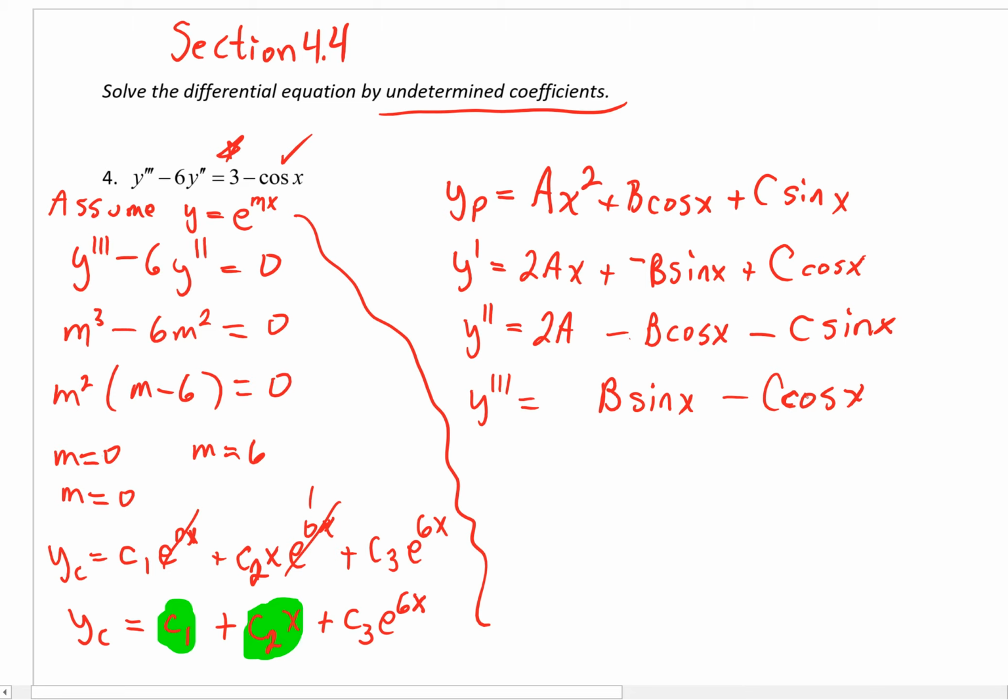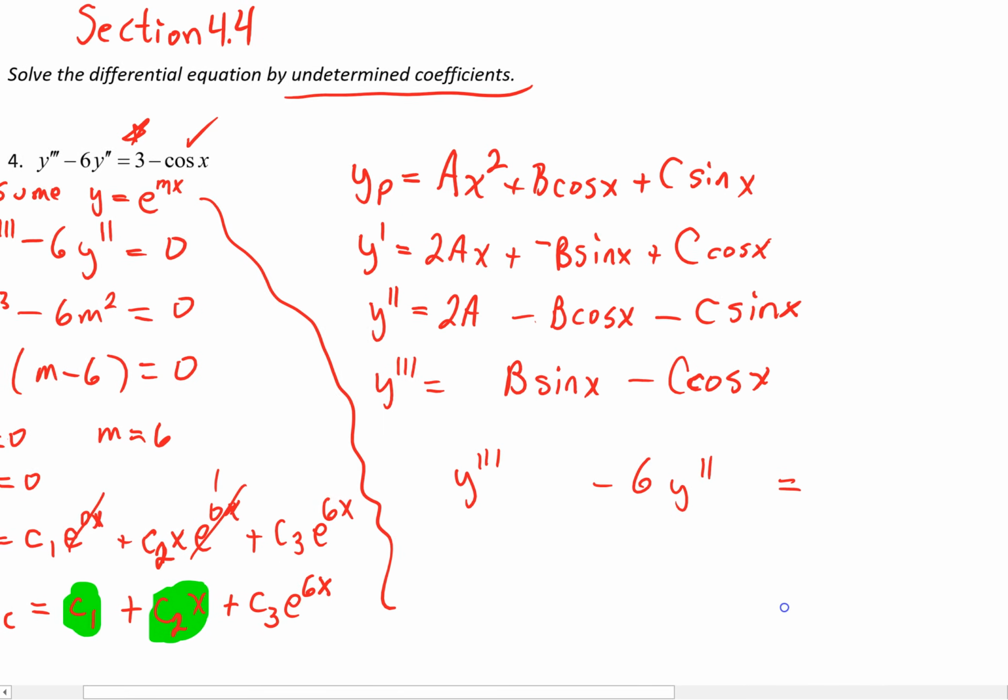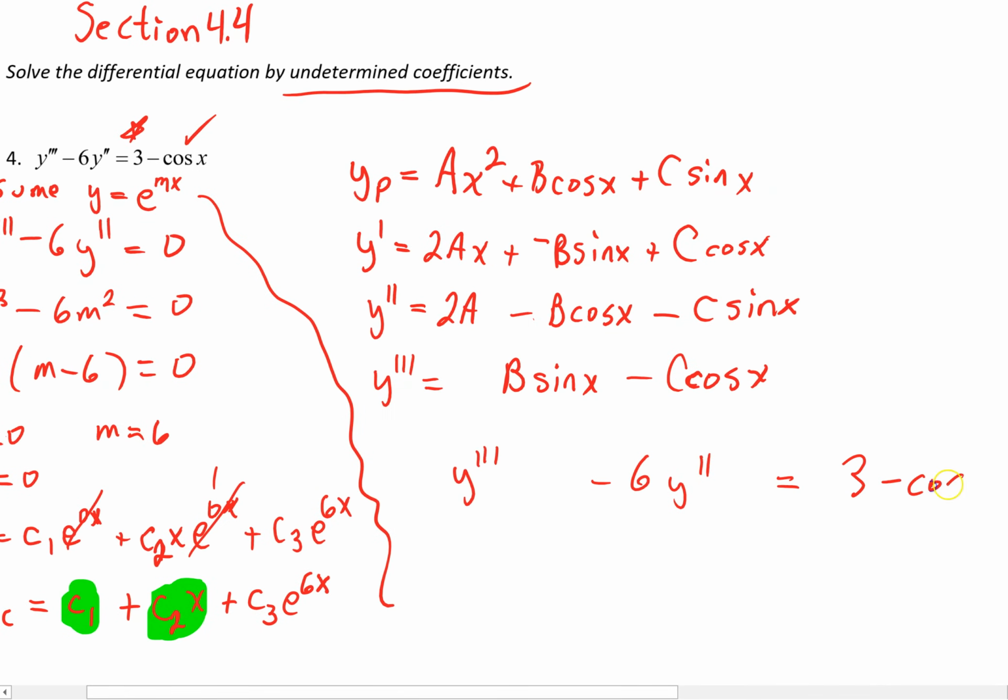So we have this, c times the cosine of x. Well, now we just have to go through the work of finding what these coefficients really are. We've got y triple prime minus 6y double prime, and we're going to set that equal to 3 minus cosine of x. Well, what was y triple prime? It was b sine x minus c cosine x. And then the second derivative was 2a minus b cosine of x minus c sine of x.